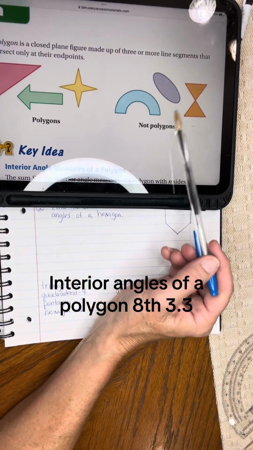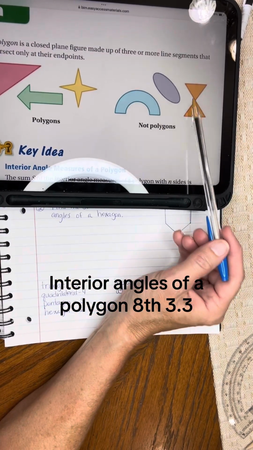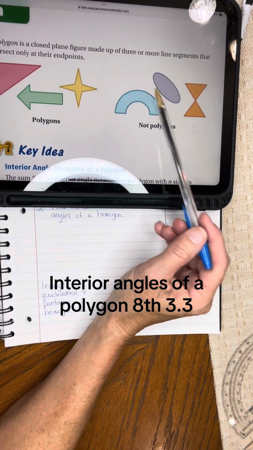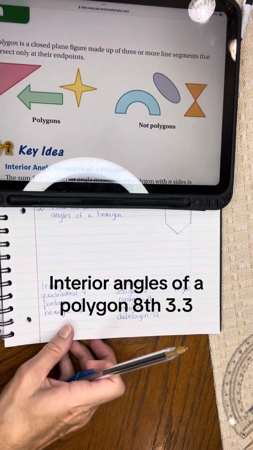Now, this is an example of non-polygons. These are intersecting at more than their endpoints, and then we've got the curves on these, so they're not polygons.